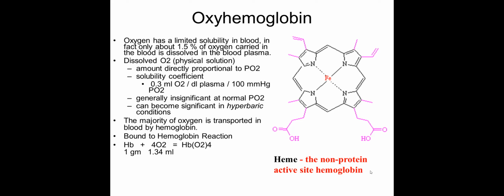Now, if we look at the figure to the right, this is the heme part of hemoglobin. It's the non-protein active site of hemoglobin. The red represents the iron, and the pink represents the areas that the oxygen can actually bind to.